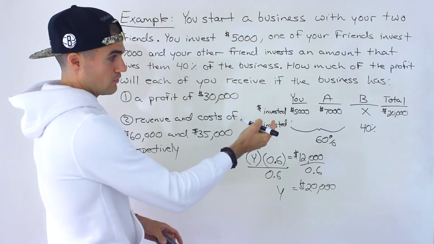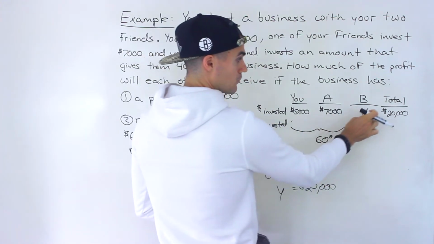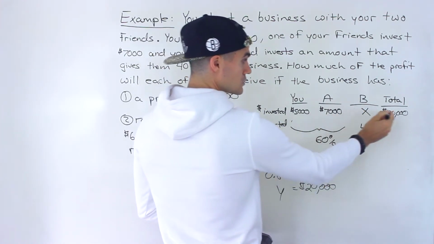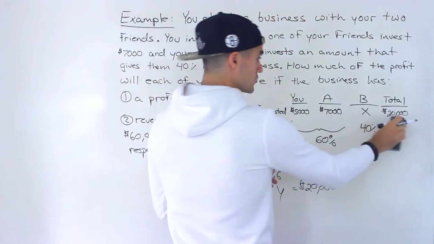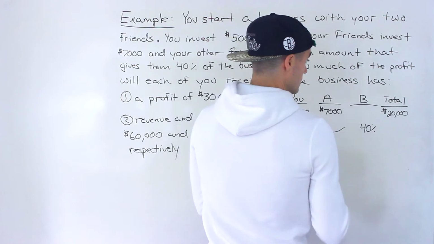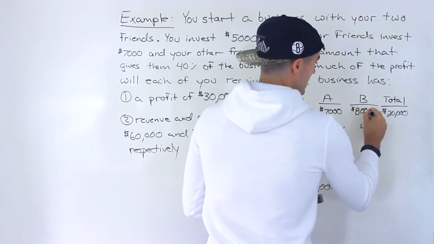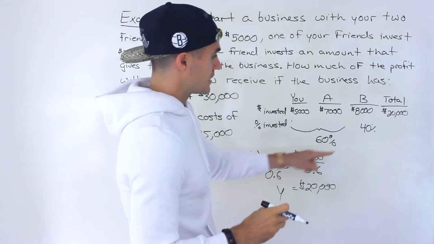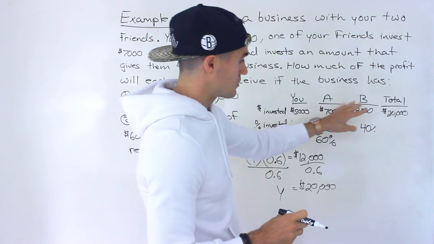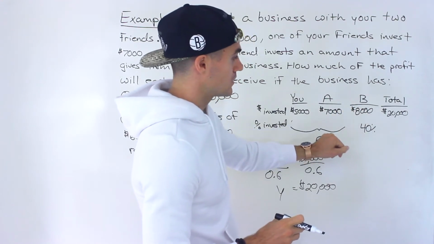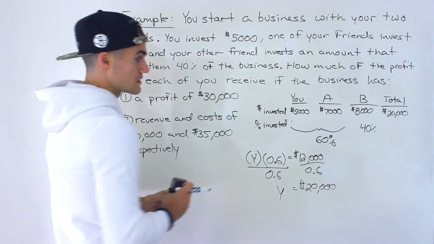And notice now that since we have the total invested and these two investments, what's remaining? 20,000 minus 5,000 minus 7,000, which is 20,000 minus 12,000, gives us 8,000. And that makes sense as well, because if we take 40% of 20,000, that gives us 8,000. So notice how that checks out as well. You can do these little checks along the way with questions like this.